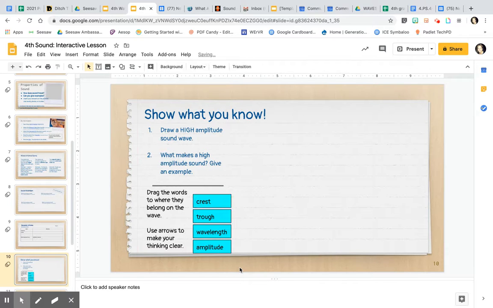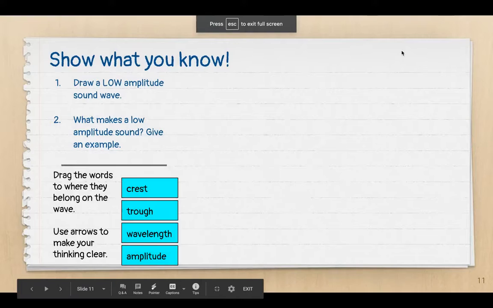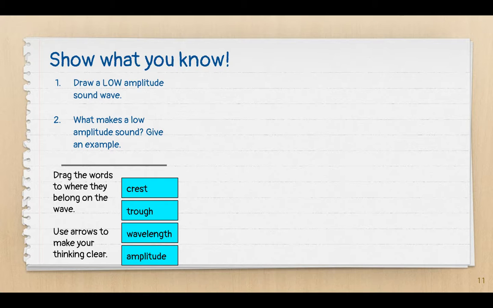After you do a high amplitude sound wave, you're going to repeat this activity with a low amplitude sound wave. Again, you're going to draw your wave either on a piece of paper with a pencil or in Keynote and take a photo or a screenshot of that and insert that here. Then you can move your text boxes on top of it. Don't forget to give an example of something that makes a low and a high amplitude sound. Those Discovery Ed and Brain Pop videos are designed to help you.